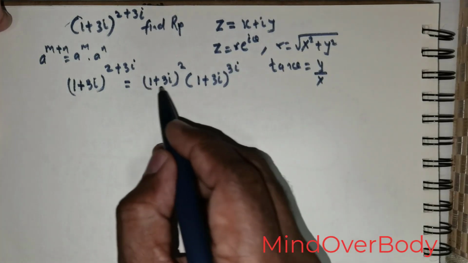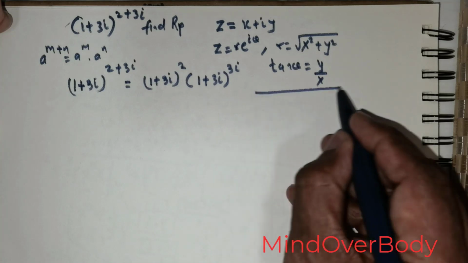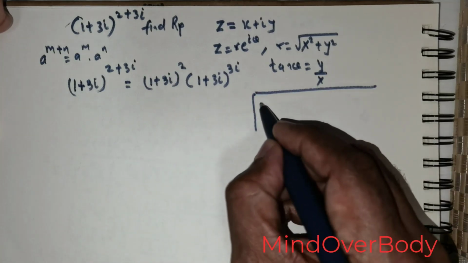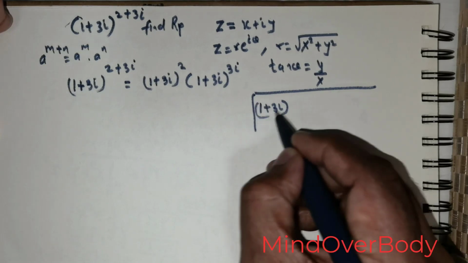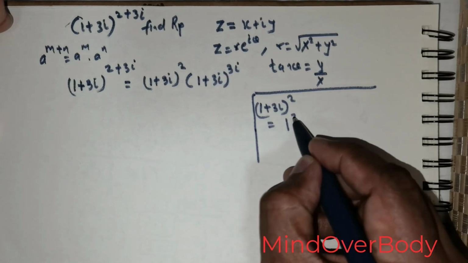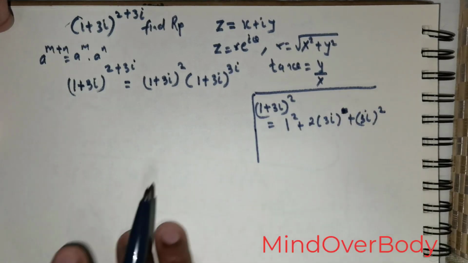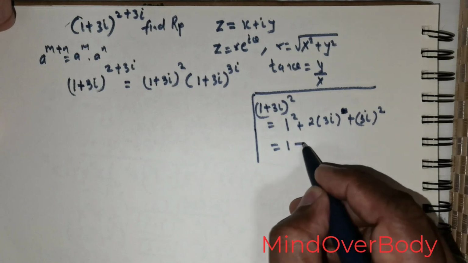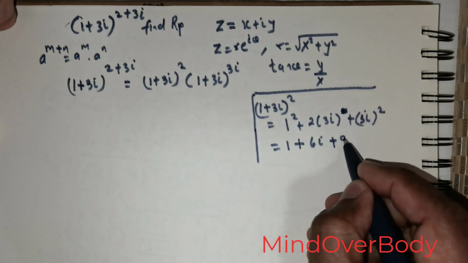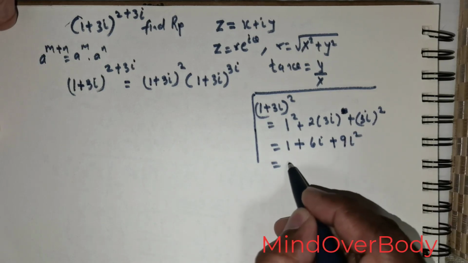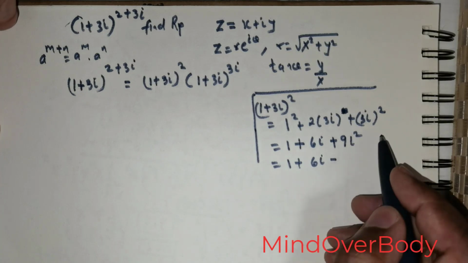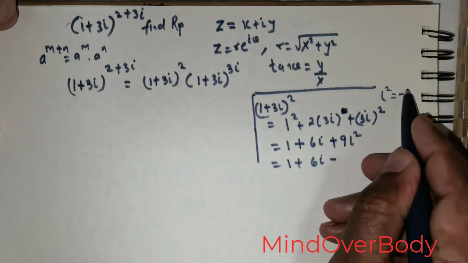Now let me use this space to calculate (1 + 3i) squared. This is (a + b) whole squared, so I want to find what happens when I raise (1 + 3i) to the power 2. So this is going to give me 1 squared, plus 2 times 3, which is 6i, plus 9i squared, which is equal to 1 + 6i + 9i squared. We know the value of i squared is negative 1.